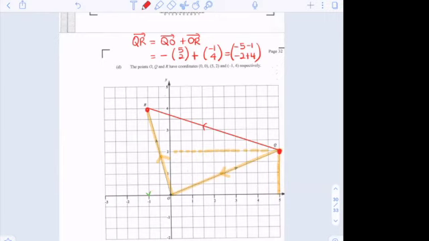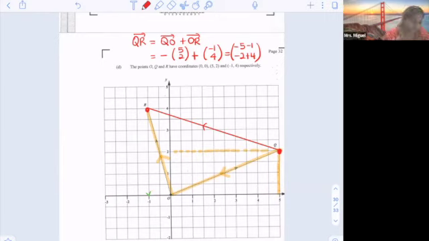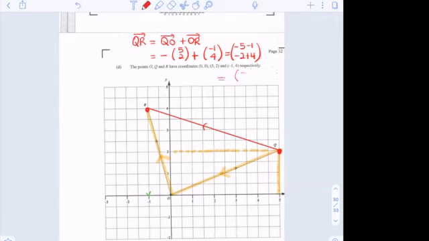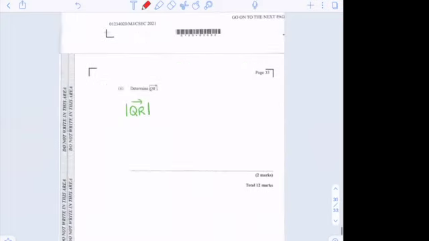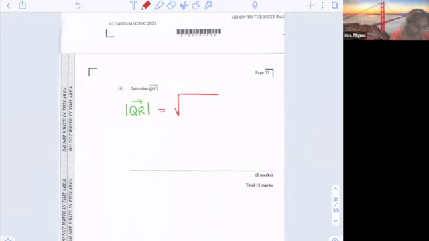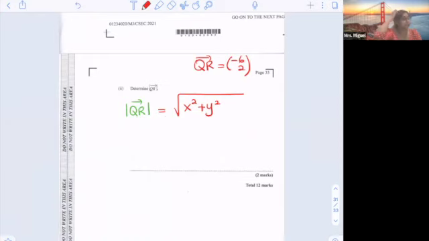Minus 6, 2. Minus 6, 2. Bridget, you can confirm that answer? Yes, miss. No, I didn't hear you. So QR is the square root of the X value squared plus the Y value squared. And QR is the vector minus 6, 2. So work it out. Square the X, square the Y, and find the square root.